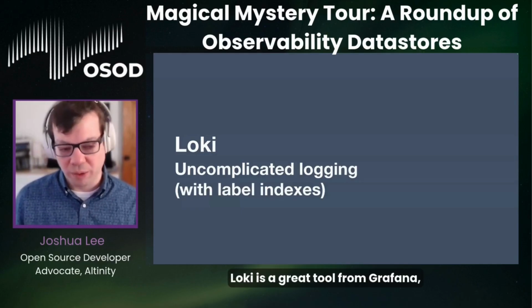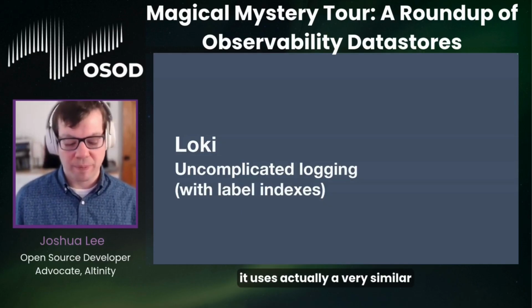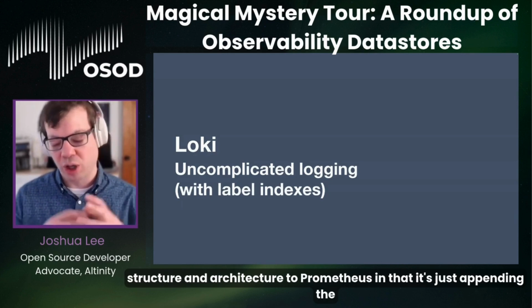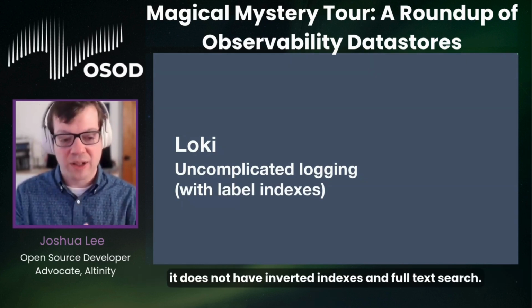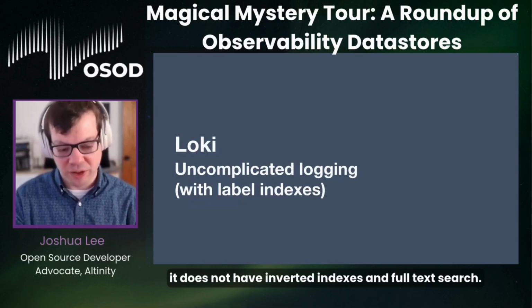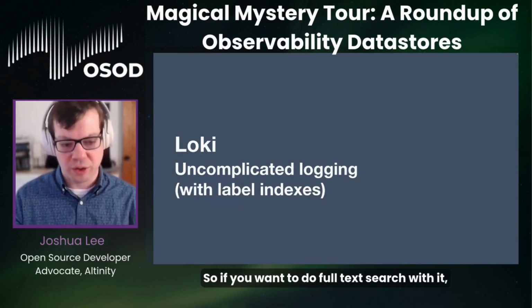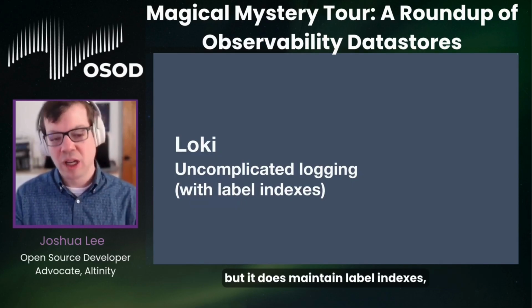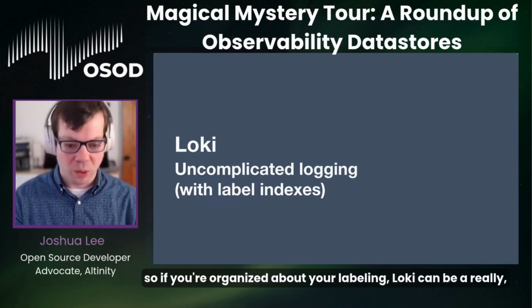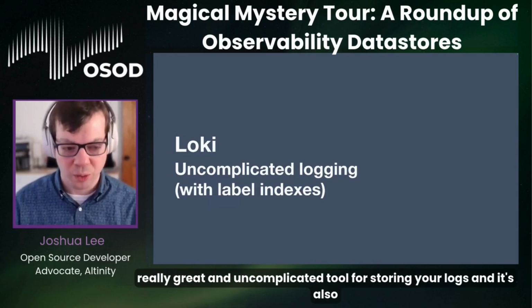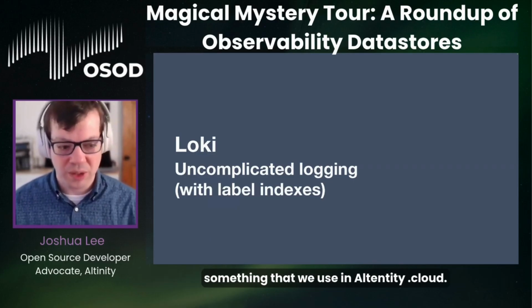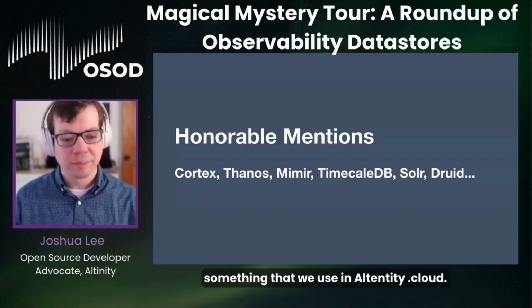Loki is a great tool from Grafana. It uses a very similar structure and architecture to Prometheus in that it's just appending logs to the end of a file. It does not have inverted indexes and full text search. So if you want to do full text search with it, you do have to scan all of the logs, but it does maintain label indexes. So if you're organized about your labeling, Loki can be a really great and uncomplicated tool for storing your logs. And it's also something that we use in Altinity.Cloud.